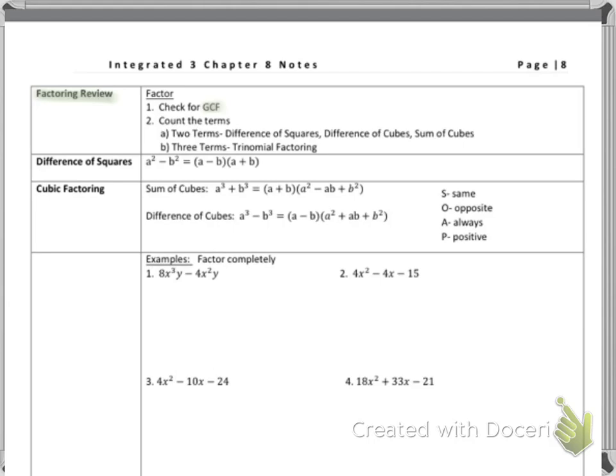And then from there, this might be a little bit different: the whole idea of counting the terms. This is one of the things that I like to do. I think it makes it a little bit easier for me to decide what my next step should be. If you have 3 terms, I'm going to jump over the first one. If you have 3 terms, this is trinomial factoring. This is stuff that you did back in Integrated 2.